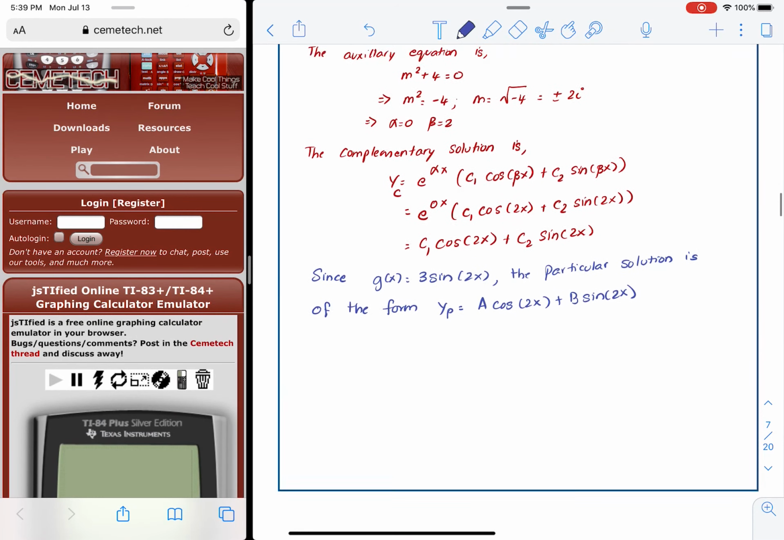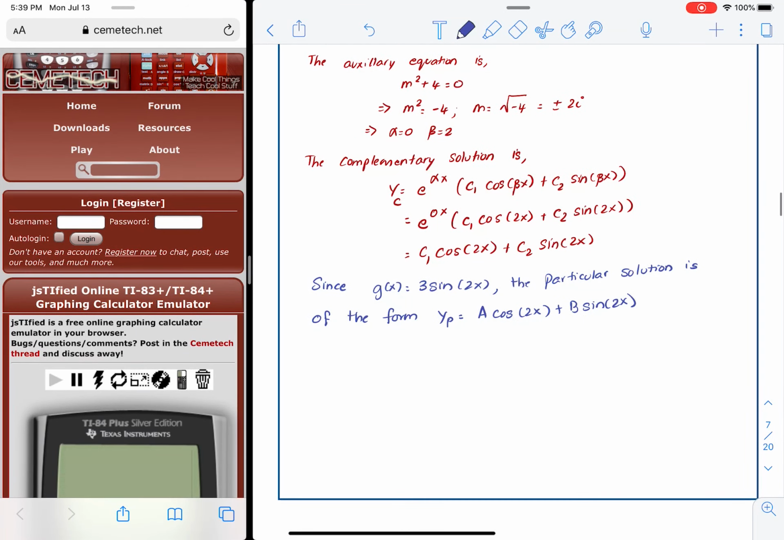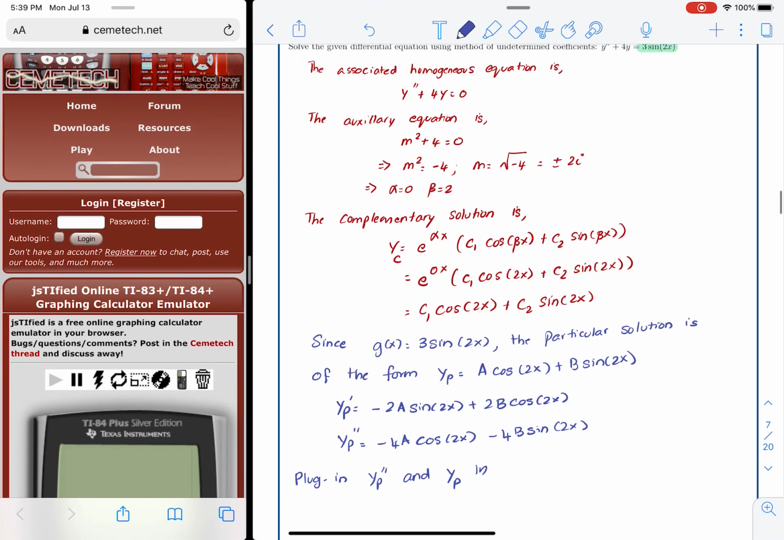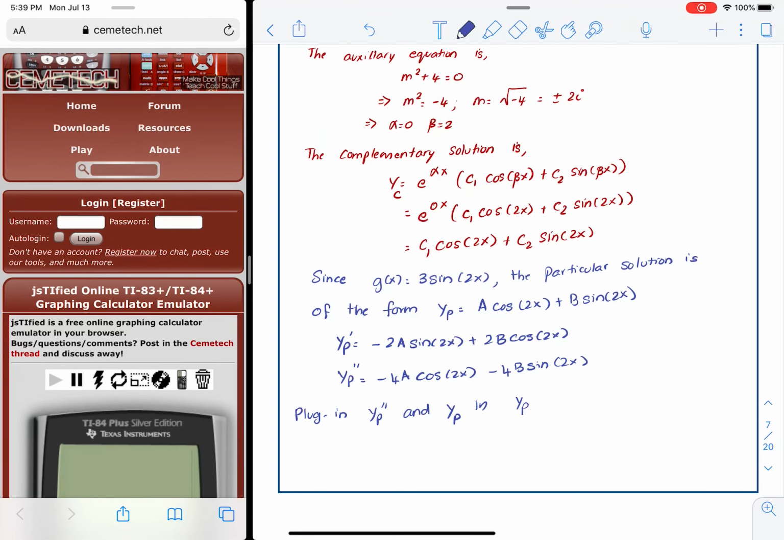in this case. So now we find yp prime, which is minus 2a sine 2x plus 2b cosine 2x, yp double prime minus 4a cosine 2x minus 4b sine 2x, and we have to plug in yp double prime and yp in the original differential equation, which is yp double prime plus 4yp equals 3 sine 2x.